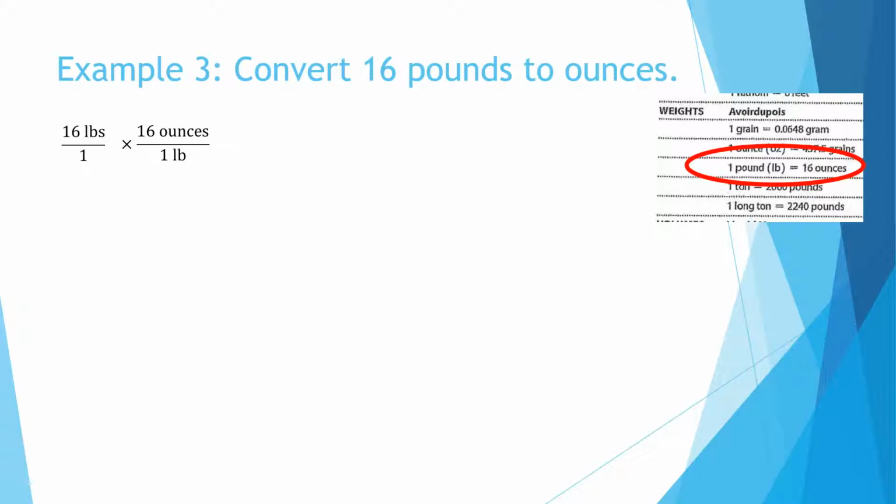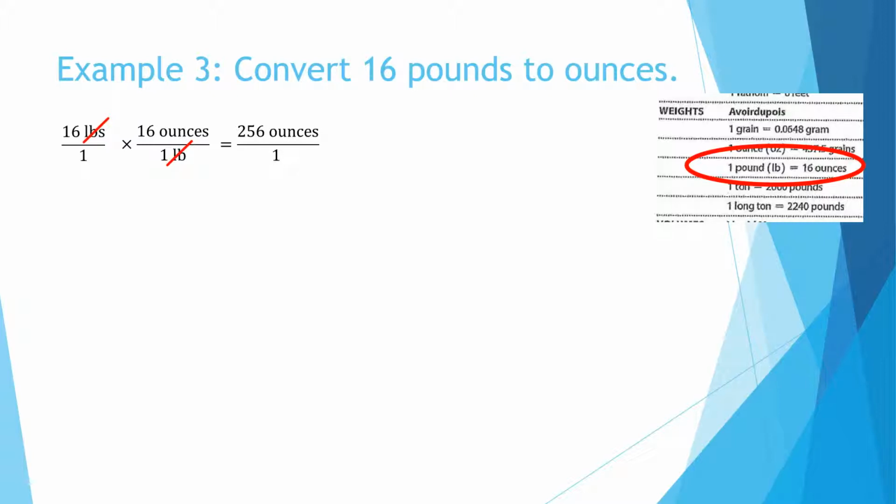I've put pounds in the denominator so that I can cancel my matching units. So now that I'm down to ounces, I don't need to multiply by anything else. The last thing I need to do is just multiply across the top and multiply across the bottom. So I don't need to include any other conversion factors.